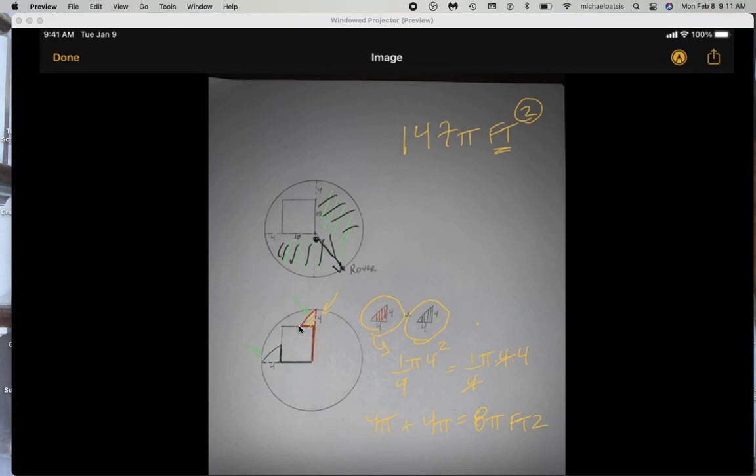And our total, when we add them up, 147 pi feet squared for the large 3/4 circle plus 8 pi feet squared for the 2 quarter circles, and our final answer is going to be 155 pi feet squared for the amount of area that the dog can roam.